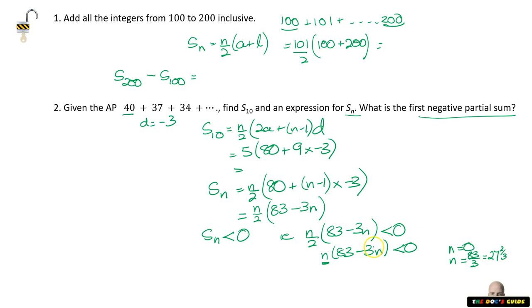Now if we think about this expression here, we know that's a parabola, concave down, so it goes like this from 0 to 27 and 2/3. We want where this parabola is negative, so it's down here, which makes no sense in terms of adding terms up. And the first integer value of n past 27 is then n equals 28.